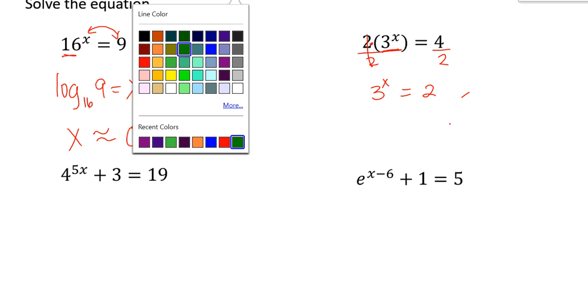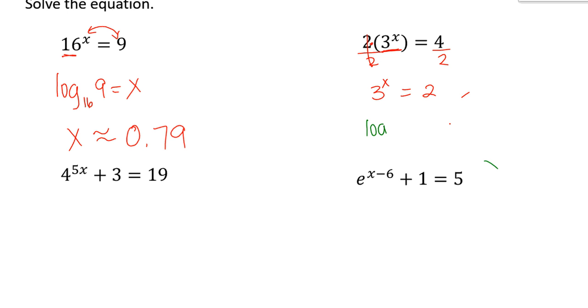So now we can convert, write the word log, find the base, put it underneath, switch sides, and we have that x is approximately 0.63.